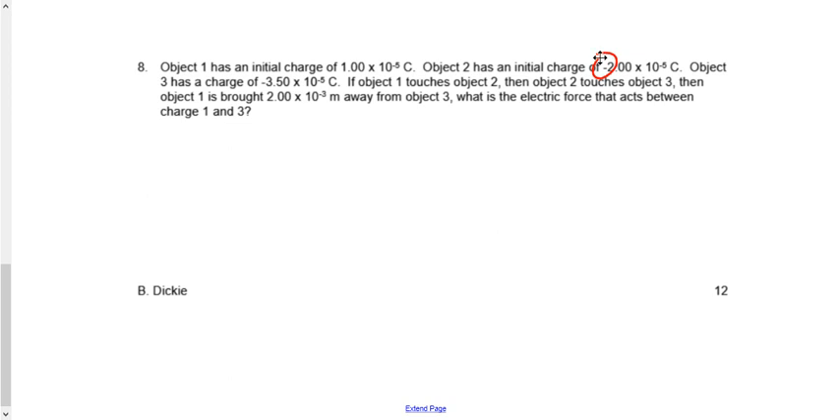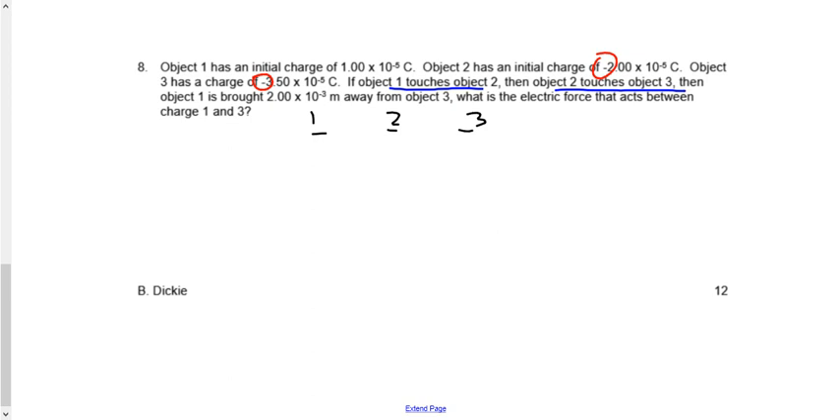Object 3 has a charge of negative 3.5 times 10 to the negative 5 coulombs. 1 touches 2, then 2 touches 3, and then we want to find the force that acts between 1 and 3. So let's create our little table that shows us what the charge becomes after they touch each other.